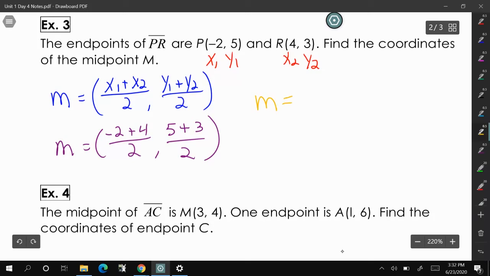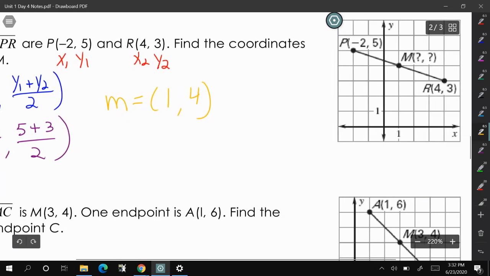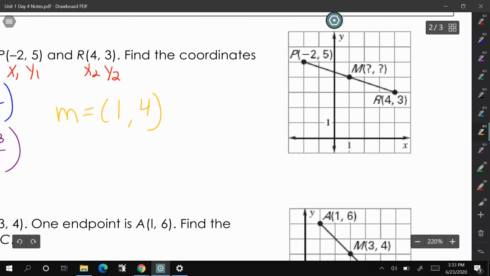That leaves us with -2 plus 4 is +2, divided by 2 gives us 1. And then 5 plus 3 is 8. 8 divided by 2 is 4. So let's go over and look at the picture to see if that makes sense. And this point right here is 1 over and 1, 2, 3, 4 up. So yes, this makes sense.